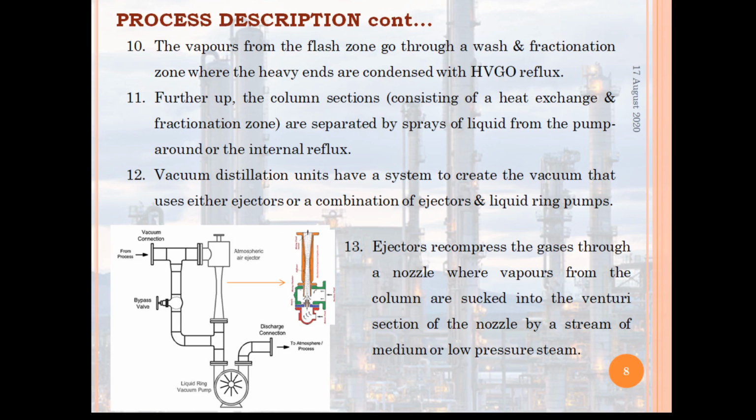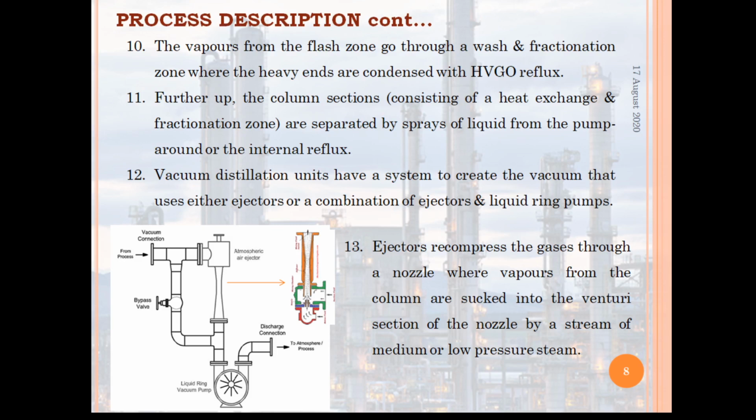So here the ejectors recompress, means the gases are already in a compressed condition, and the ejectors help to compress them again through a nozzle. The vapors pass through a nozzle from the column, and then again are sucked into a venturi section of the nozzle by steam, which is a lower pressure stream.